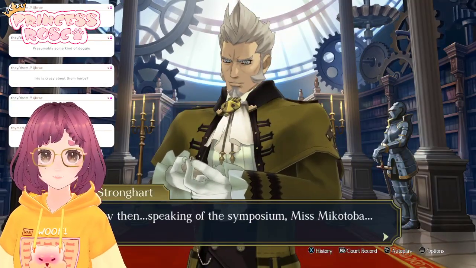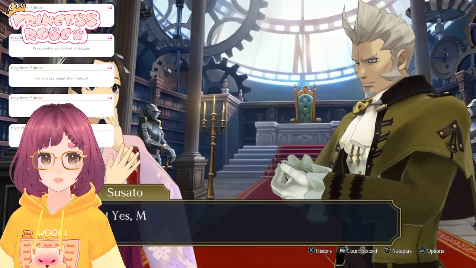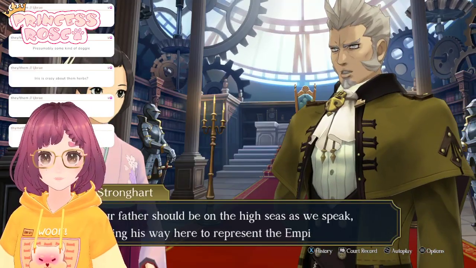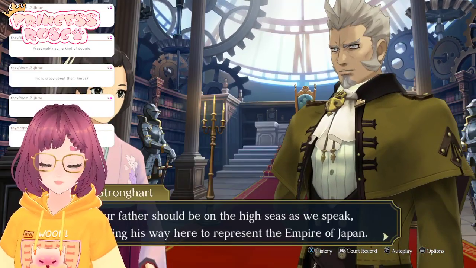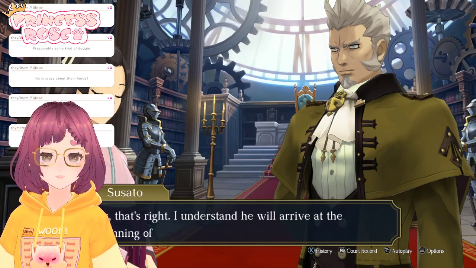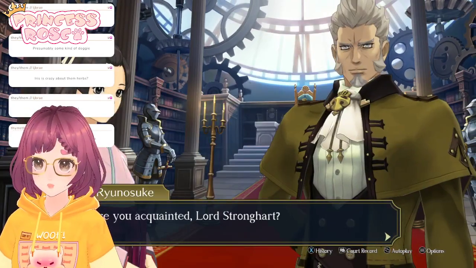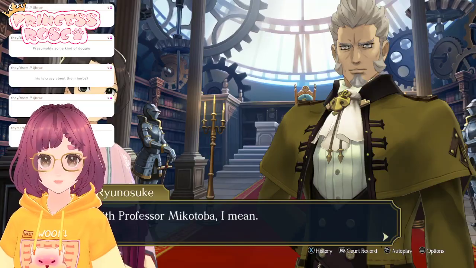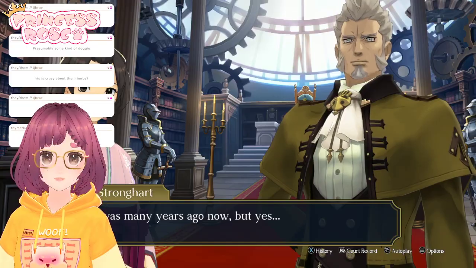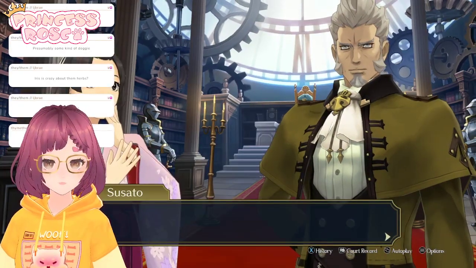Now then, speaking of the symposium, Miss Mikotoba. Oh, yes, my lord. Your father should be on the high seas as we speak, making his way here to represent the Empire of Japan. Yes, that's right. I understand he will arrive at the beginning of next month. Are you acquainted, Lord Strongheart? With Professor Mikotoba, I mean. It was many years ago now, but yes, I remember Dr. Mikotoba very well.